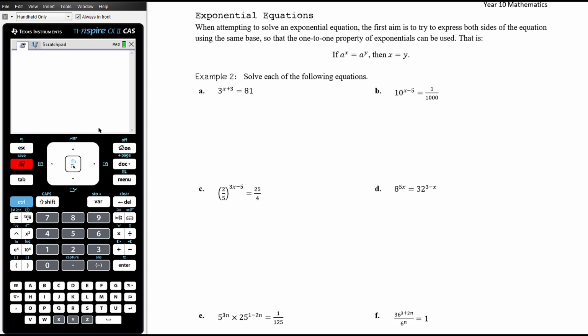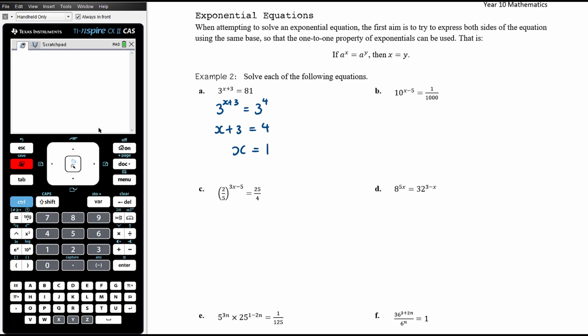Okay, so in this instance, we've got 3 to the power of x plus 3 equals 81. Now 81 is also a power of 3, so this is 3 to the power of x plus 3. 81 is 3 to the power of 4, and so now that both sides are a single exponent with a base of 3, we can now equate the exponents and say that x plus 3 is equal to 4, and so therefore x is equal to 1.